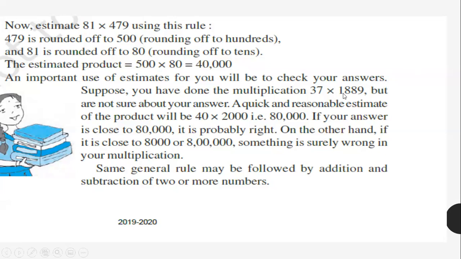So we have a few more examples, 37 into 1889. Now we will see 37 can be approximated to 40, and 1889 can be approximated to 2000. So we get 80,000, which is also a meaningful approximation.